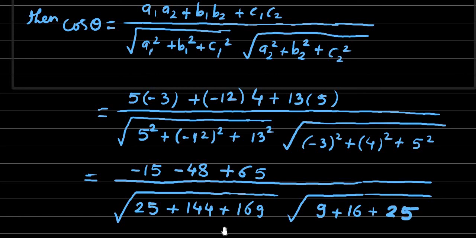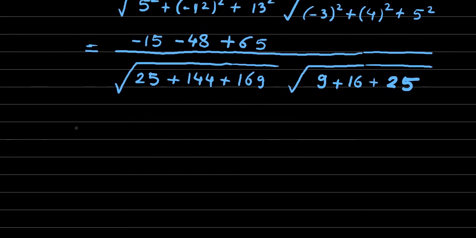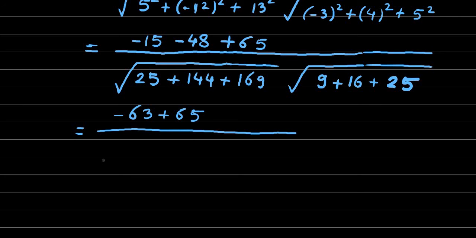Next, we will simplify this one. In the numerator, minus 15 minus 48 is minus 63, and plus 65 as it is. In the denominator, we have 25 plus 144 is 169. 169 plus 169 is 338. So 338 can be written as 2 into 169. So I am writing this as 2 into 169.